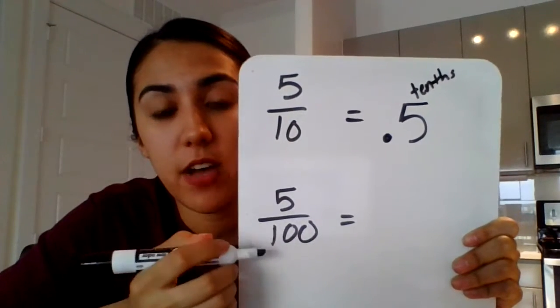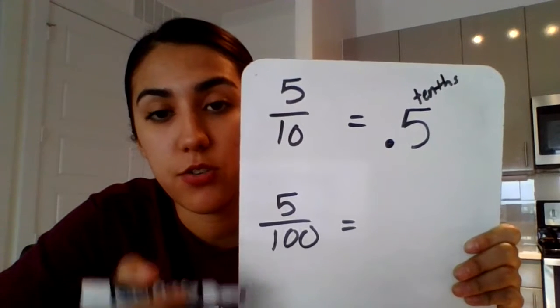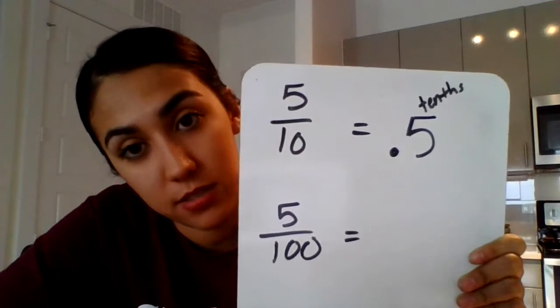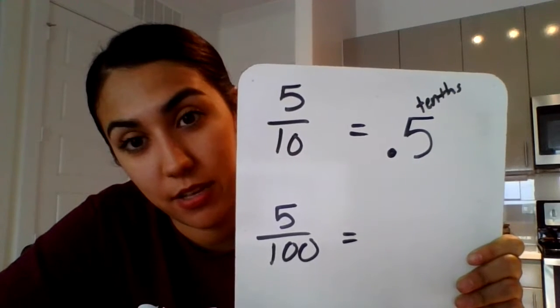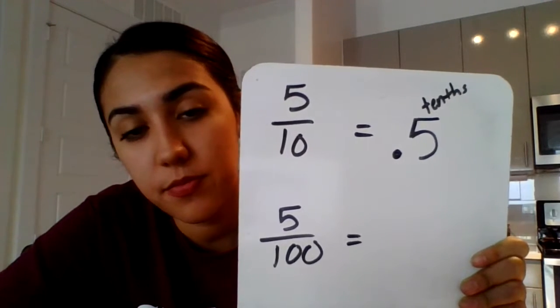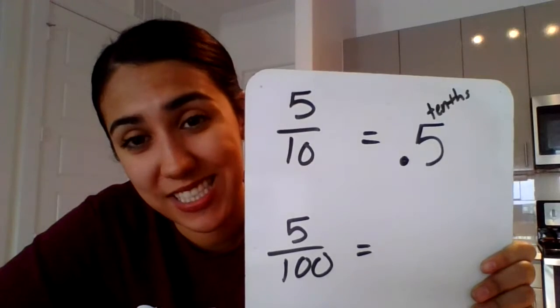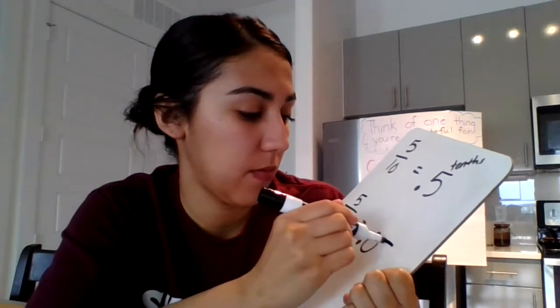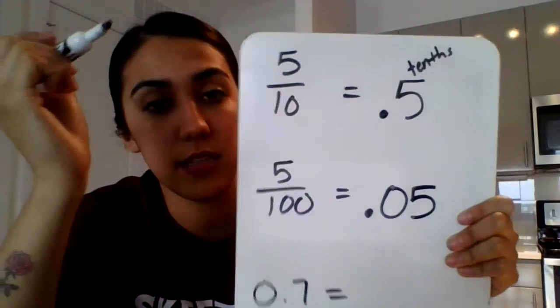Next one, 5 hundredths. Well, I know it's not a whole number, so I'm not going to put it in the hundreds place value, like 500. I'm going to put it in the hundredths place value. So your decimal is going to look like this.